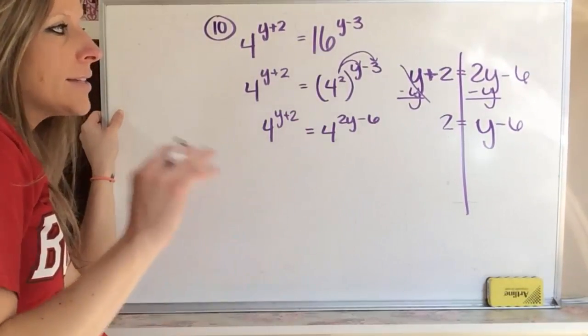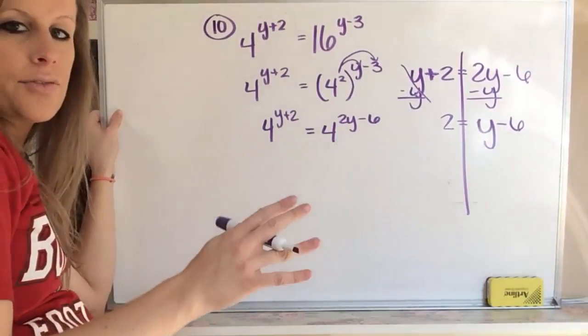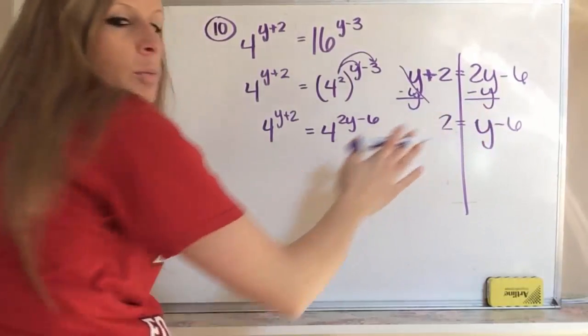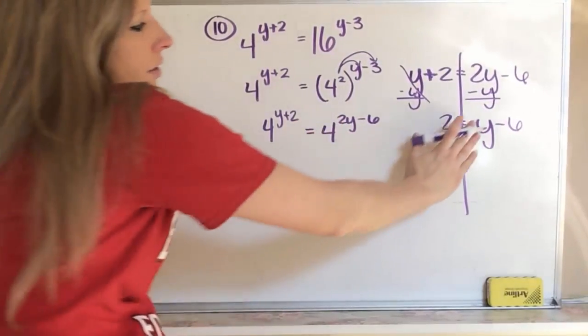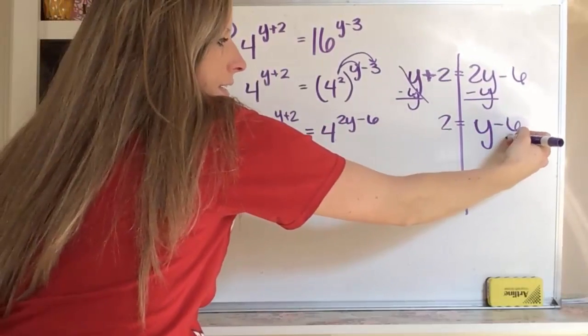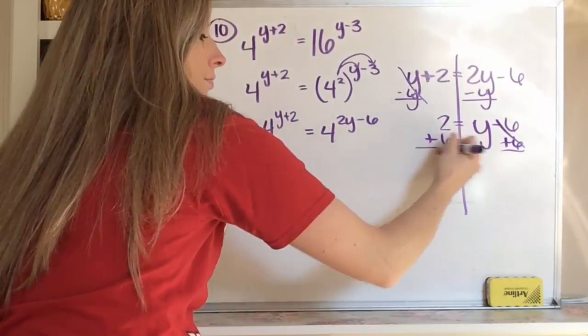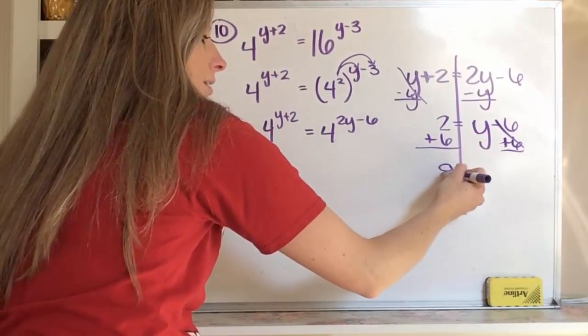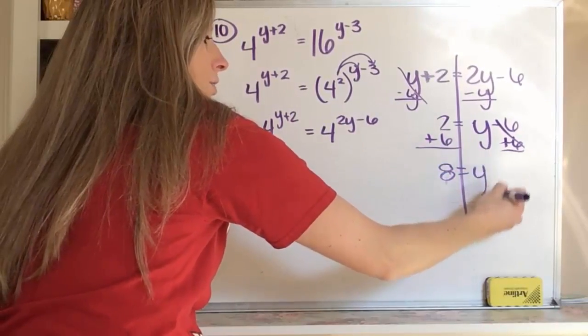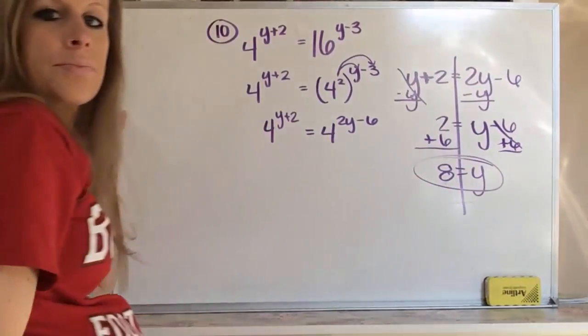So now that I have my y's on the same side, I can save it for last. So I'm working on the right side with the y. The opposite of subtracting 6 is adding 6. So 2 plus 6 is 8. 8 equals y. And we're done.